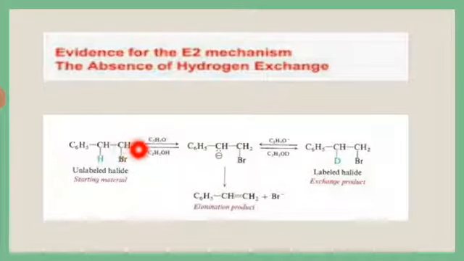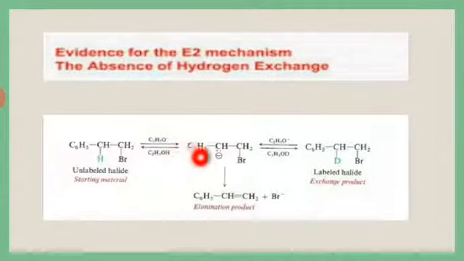But if we substitute this H with a heavy isotope like deuterium, and the reaction is carried out in the presence of ethanol and deuterated ethanol, then we should get this product. But this does not happen. It means there is an absence of hydrogen exchange effect. All of you understood? Okay.